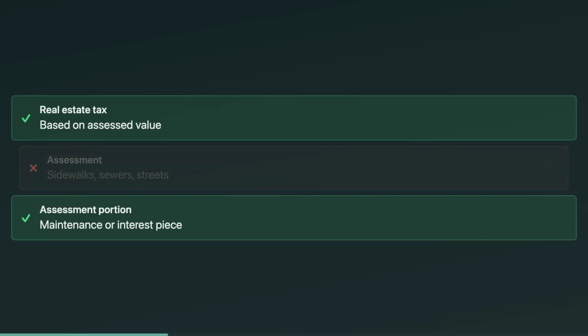Start with taxes on real property. Real estate taxes are deductible when they're based on assessed value. Think ad valorem property tax. But assessments for local benefits and improvements are not currently deductible. If the city charges for sidewalks, streets, sewer lines, or water mains, that's a basis increase. The sneaky exception: if part of the bill is for maintenance, repairs, or interest related to the improvement, that portion can be deductible.